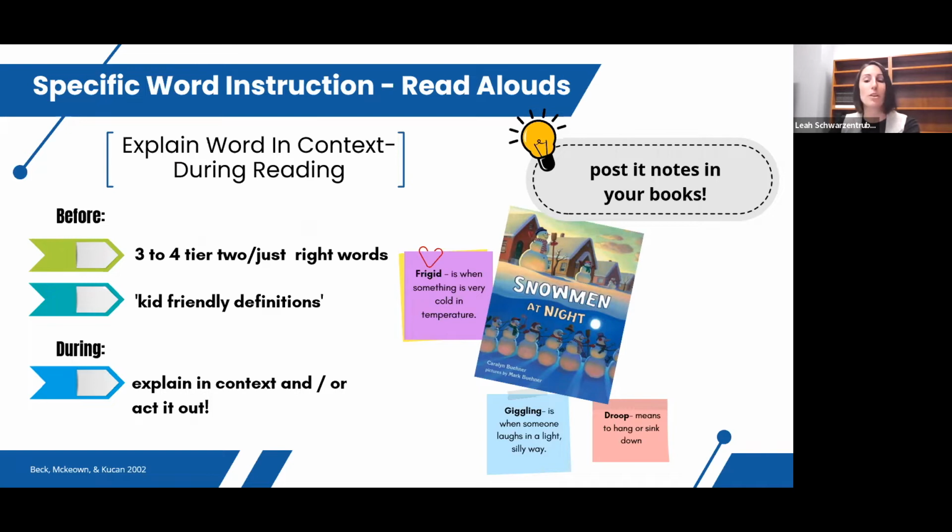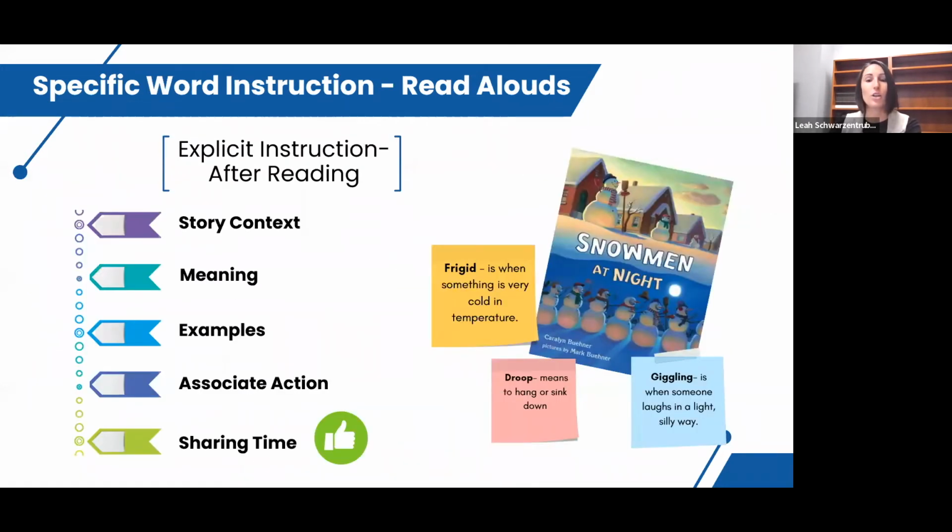During reading, when you come across the word, briefly explain the word in context using that kid-friendly definition or consider acting out the word. After reading, you're going to explicitly teach your pre-selected tier 2 words using Beck and McKeown's instructional routine, explicitly identifying the 5 elements that you can see here. Establishing that story context, we might say, in the story, the setting at night is frigid. We see icy hills, snowy housetops, and lots of snowmen that all look frigid. Everyone say frigid together. Frigid.